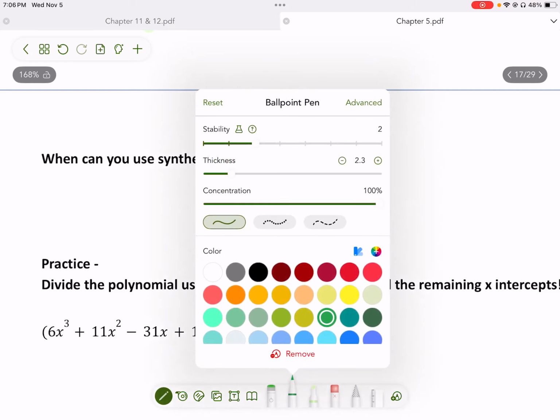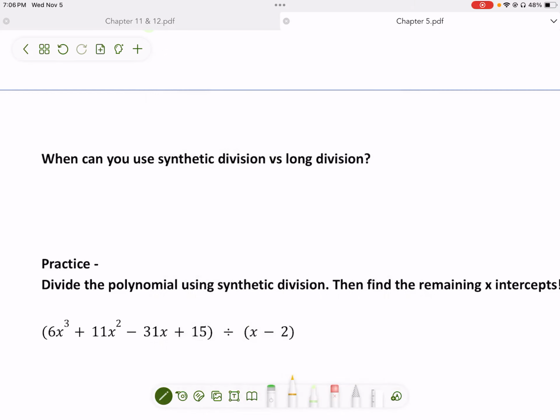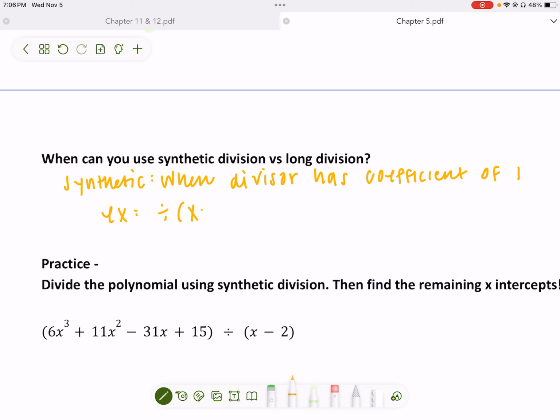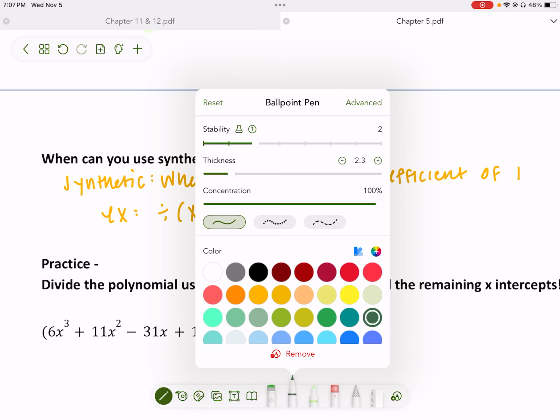We used to also teach long division, and we've kind of moved away from it because it's just not that important for upcoming classes. But there are specific reasons when you use synthetic versus long division. So, synthetic can be used when the divisor has a coefficient of 1. So, for example, if it was divided by x minus 3 or x plus 5 or something like that. That is the only time you can use synthetic division.